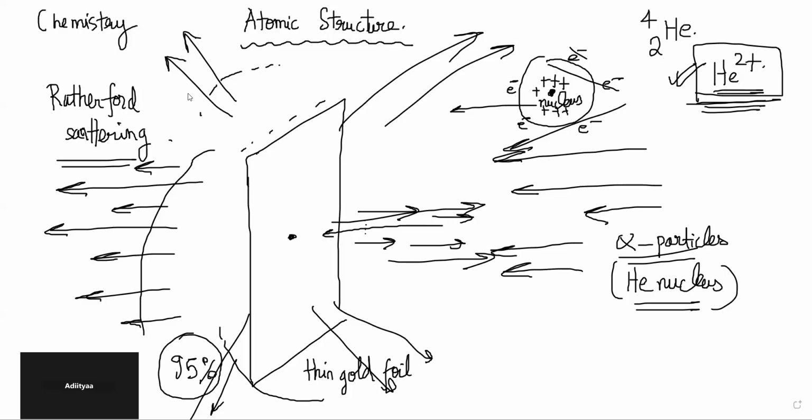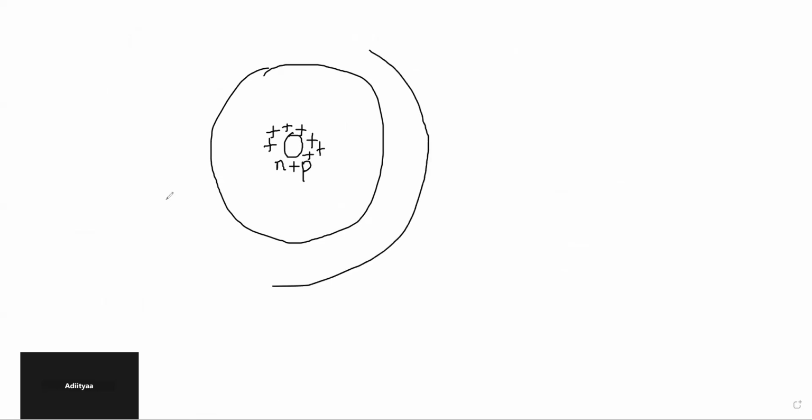So according to Rutherford, the model was a planetary model, right? All the positive charges and entire mass almost is concentrated in the nucleus, and electrons are going around in planetary type orbits.